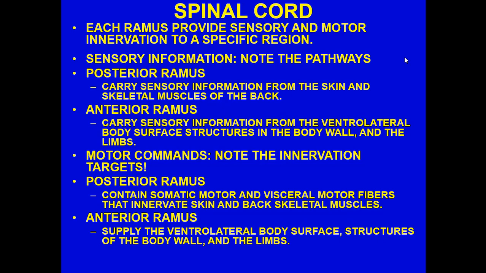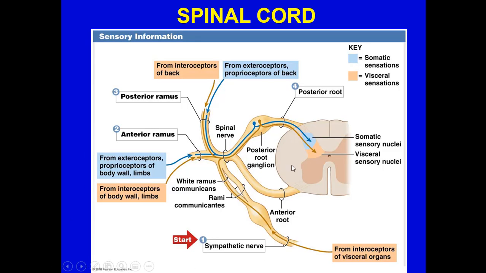The posterior ramus contains somatic motor and visceral motor fibers that innervate the skin and back skeletal muscles. The anterior ramus, so we've done the posterior, anterior here supplies the ventrolateral body surface and structures of the body wall and the limbs. So you can see where this is going to go off.